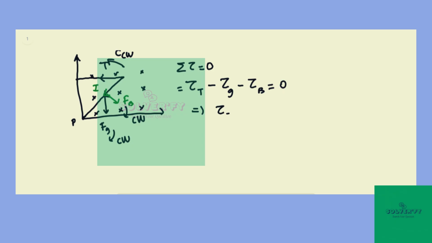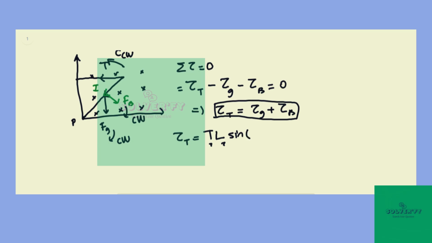From here, the torque generated by the tension has to be equal to the torque generated by the gravitational force and the magnetic force. This is the main equation that we're going to use in order to find what tension T is, right? So let's write down what the torque generated by the tension would be. It would be tension times the length of the bar times the sine of the angle between T and L vector, right? When we look at the angle, that might be a little tricky.